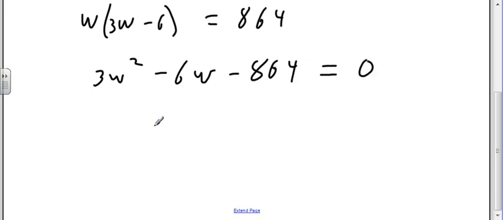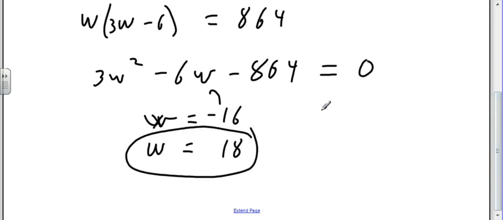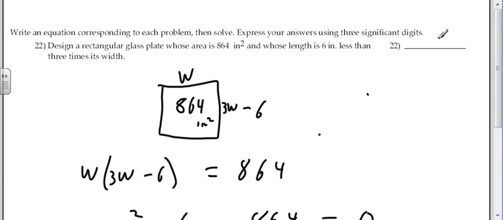We could factor it. We could use the quadratic formula. We could do all kinds of things. What I would do is use my calculator, go second function polynomial solver, and say that I've got a 3, and I've got a minus 6, and I've got a minus 864, and have it tell me the answer. So x, in this case w, can be minus 16, which could be an answer, and the other answer is 18. Width is 18. Minus 16 is probably not a good answer, but 18 probably is. So I would go with 18 inches.